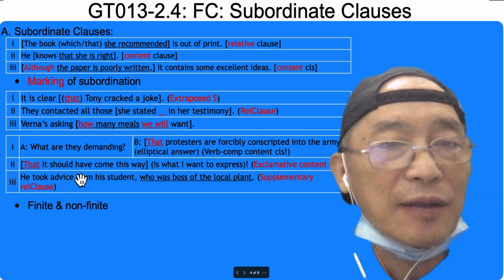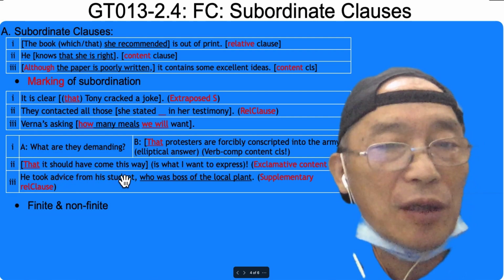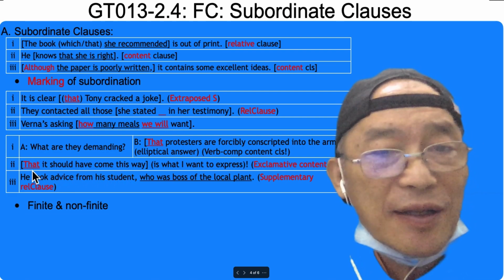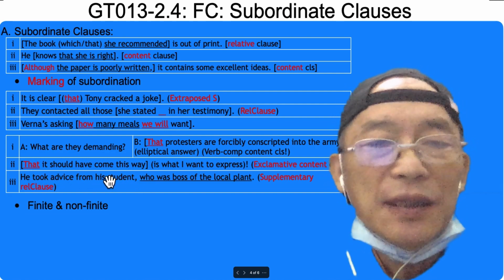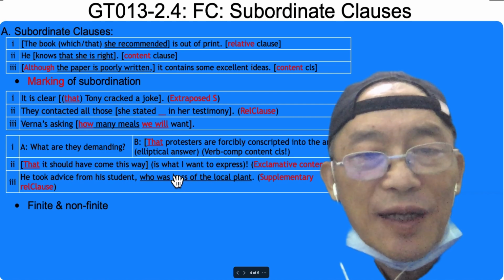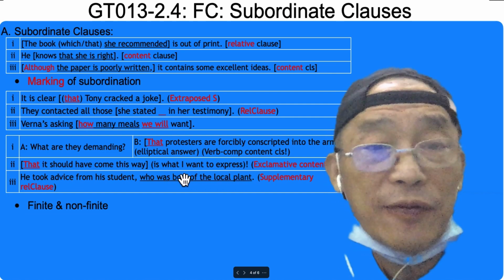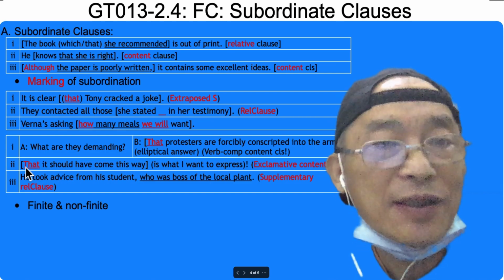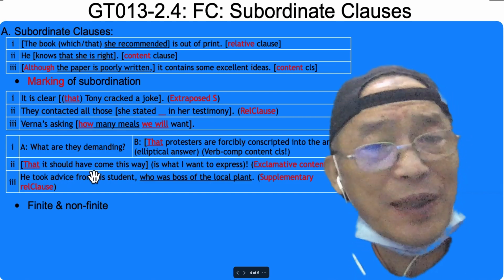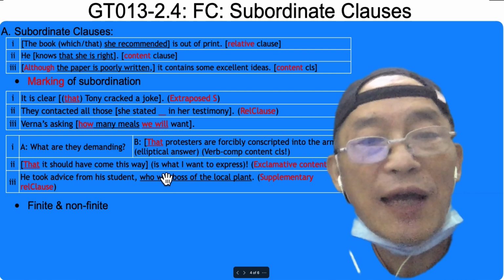Exclamative content clause. And this acts as a subject for this whole sentence. And this part is removed. So just this part. Again, you still have to use that because it's at the beginning. You don't have to mention this part.